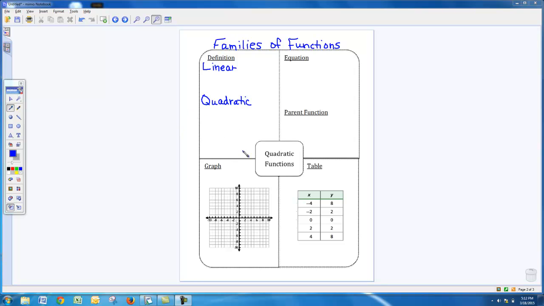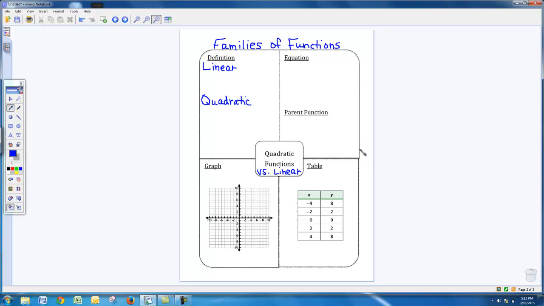Today we start our unit on quadratic functions. I'm going to title today's lesson Families of Functions because we're going to be contrasting two different families of functions, the linear functions and the quadratic functions. So we'll be doing quadratic functions versus linear functions.